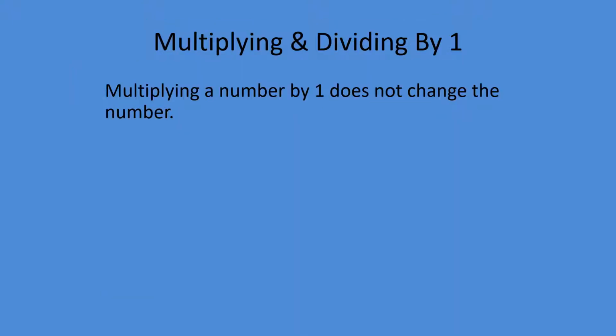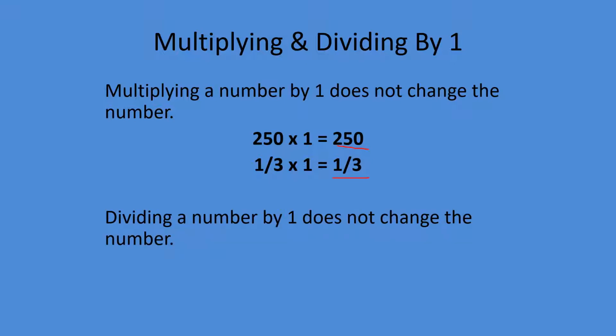All right, what happens when you multiply a number by 1? All right, 250 times 1, same. A third times 1, the power of 1. What if you divide a number by 1? What happens? Doesn't. 250 divided by 1? Same. A third divided by 1? Ooh, you didn't know 1 was that powerful, right? So we're going to use the power of 1 to do our conversions.